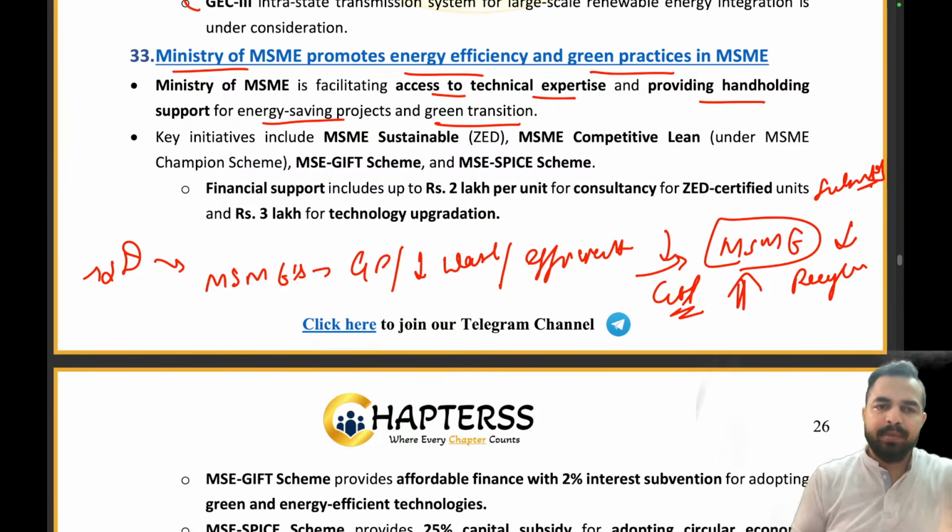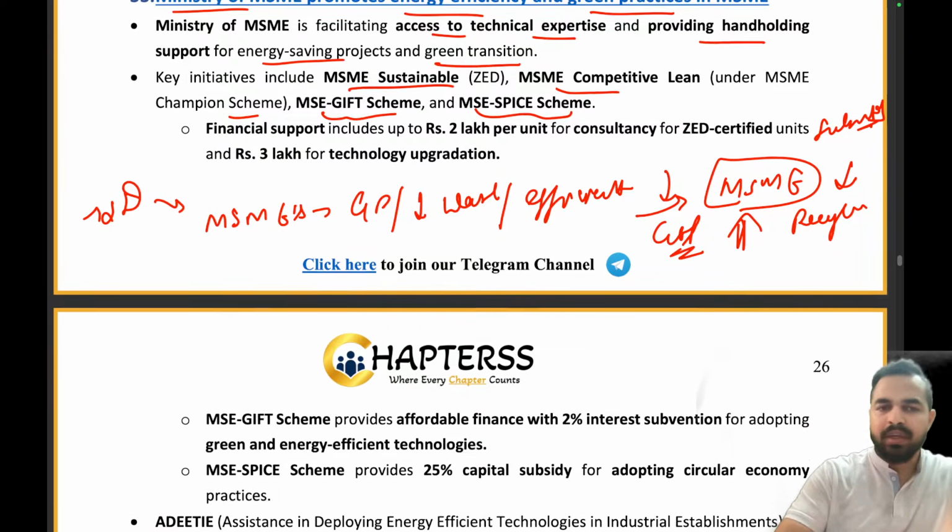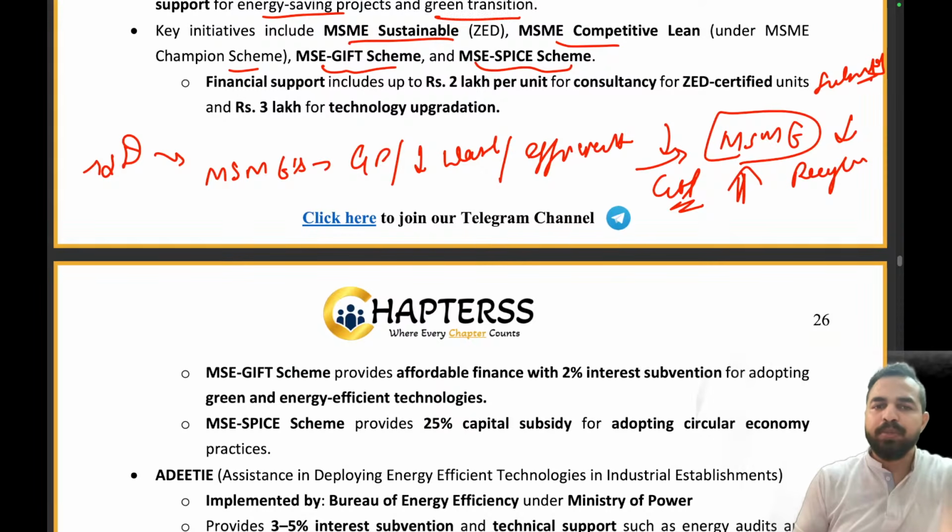So the Ministry of MSME says that the key initiatives include MSME Sustainable (ZED) Zero Effect Zero Defect, the MSME Competitive (Lean) scheme under the MSME Champions scheme, the MSE-GIFT scheme, and the MSE-SPICE scheme, right? So these are the different initiatives taken by the government. The financial support includes up to rupees 2 lakh per unit for consultancy for Zero Effect Zero Defect certified units and 3 lakh for technology upgradation.